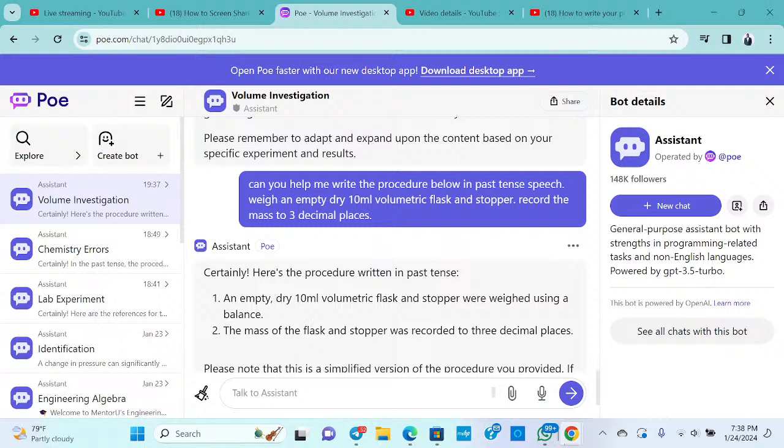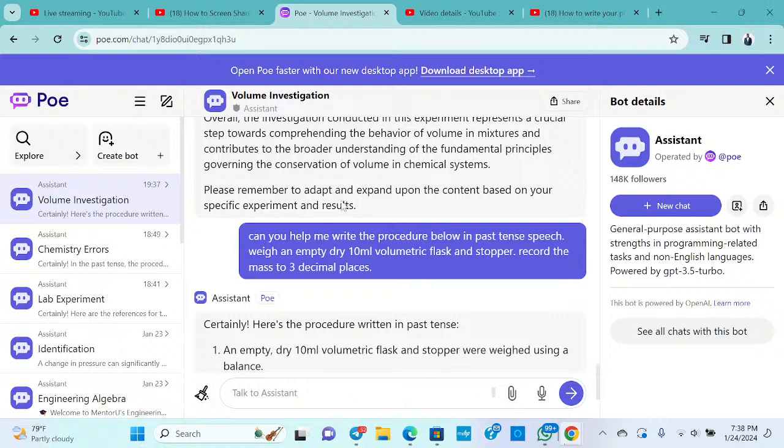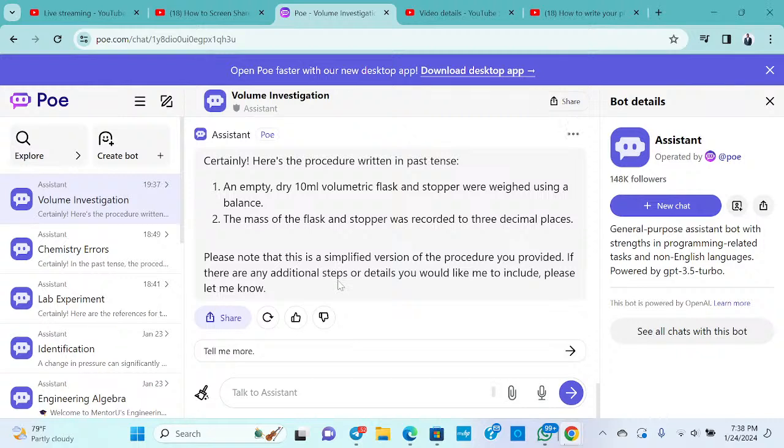Let's look at how they are saying it. They are saying that an empty, dry 10 ml volumetric flask and stopper were weighed using a balance. Do you get it? So now they are saying it in some kind of past tense instead of the original one, which was supposed to be reported speech. Yes. So that's it with the procedure. The procedure is also very simple. You can use ChatGPT to write it.